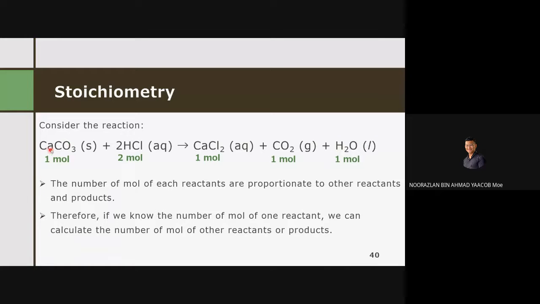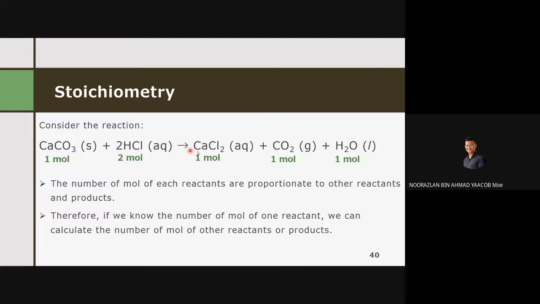Okay, so kalau kita tengok nisbah dia, okay, satu molekul ini, so one of these akan react dengan dua molekul HCl to produce one formula unit of calcium chloride, and then one molecule of gas and one molecule of water. Jadi nisbah dia satu molekul kepada dua molekul menghasilkan satu molekul, menghasilkan satu molekul, menghasilkan satu molekul. Dan juga kalau kita tukar kepada mol, dia punya nisbah adalah satu mol bertindak balas dengan dua mol untuk menghasilkan satu mol, untuk menghasilkan satu mol dan juga satu lagi mol. Okay. So number of mol of each reactants are proportionate to other reactants.